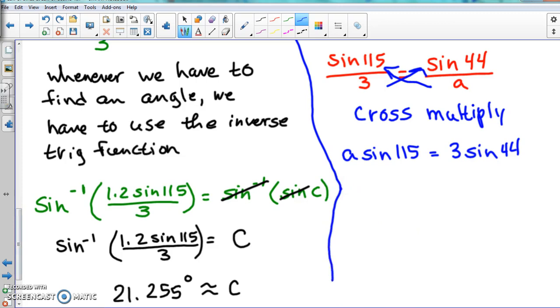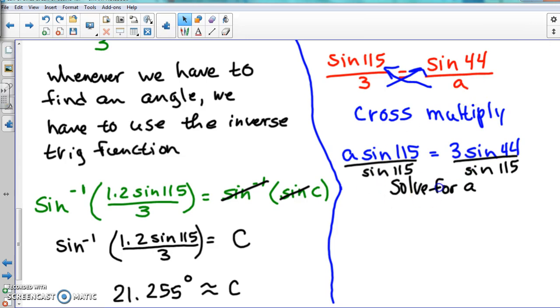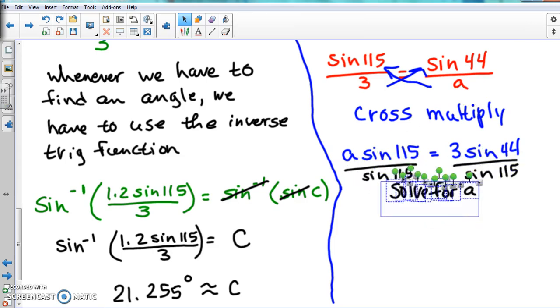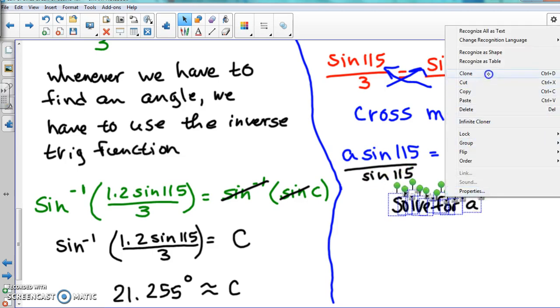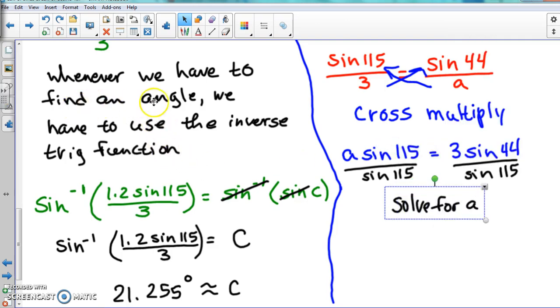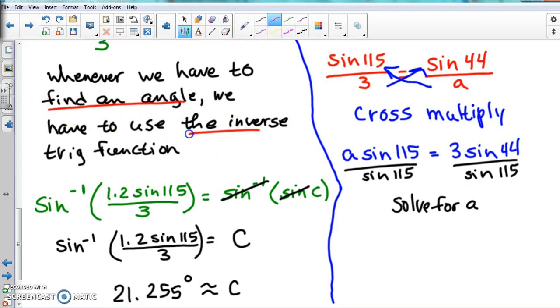Okay, so for this one, do we do an inverse because we just did an inverse before, or do we just solve this out by dividing by sine 115? We just solve it out by dividing by sine 115. And how do we know that? Because we're not dealing with an angle. All we're trying to find right now is a side. If you're trying to find an angle, you do the inverse. If you're trying to find just the side, we just do like we've been doing the whole time.